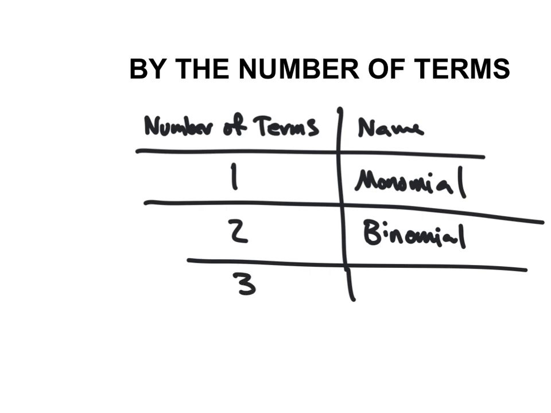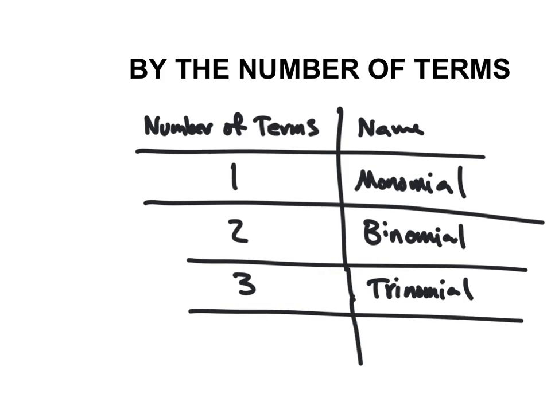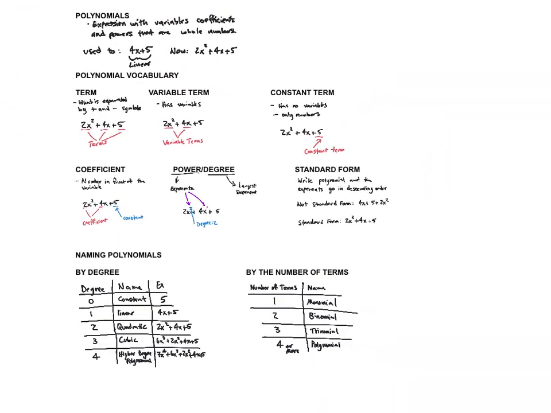All right, 3 terms, we call that a trinomial. And then if you have 4 terms, we call that a polynomial. All right. So 4 or more, we just call that a polynomial, all right? So a lot of our work is going to be about these 3. Sometimes we will have 4 or more, but a lot of our work is going to be consistent with those, all right? So that's what I got for the first page.